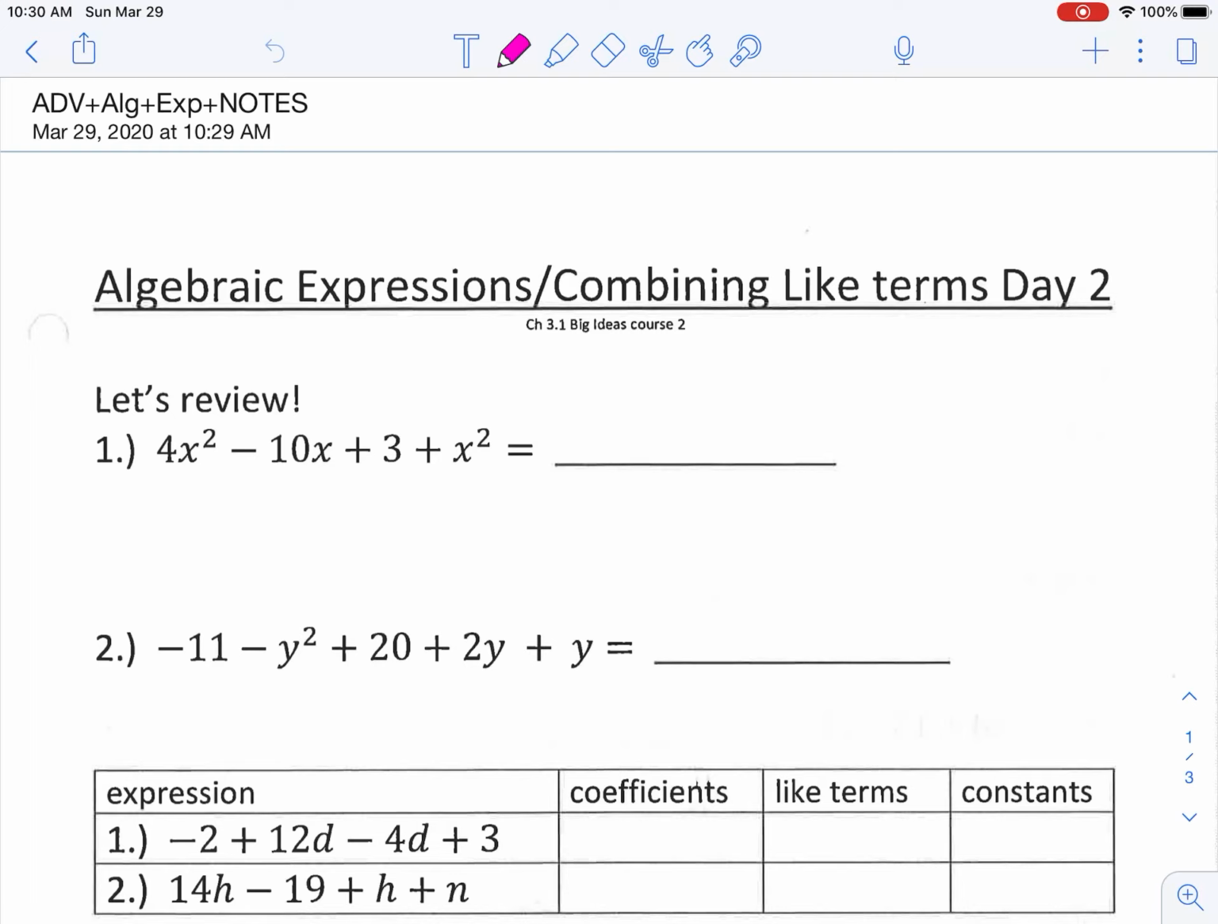So you should have a split screen right now. Make sure that you uploaded your notes from the Canvas page, and then you should be watching this video on the other and filling in your notes as we go along.